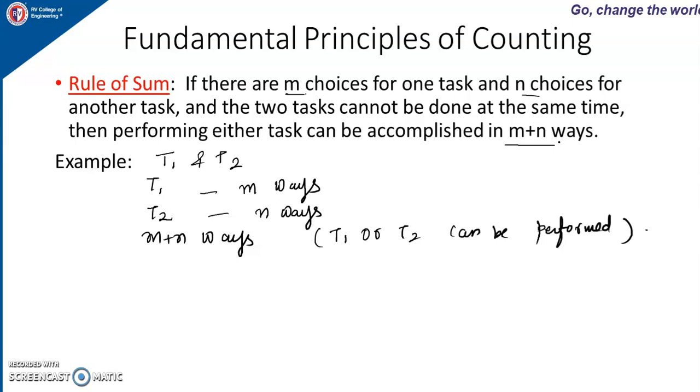For example, if I have tasks T1 and T2 that are to be performed, and T1 can be performed in m ways and T2 can be performed in n different ways, and these two tasks cannot be performed simultaneously. Remember, this point is important. When two tasks cannot be performed simultaneously, that means only one of the two tasks, either T1 or T2, can be performed. Then there will be a total of m plus n ways. Let's take one example, then it will be more clear.